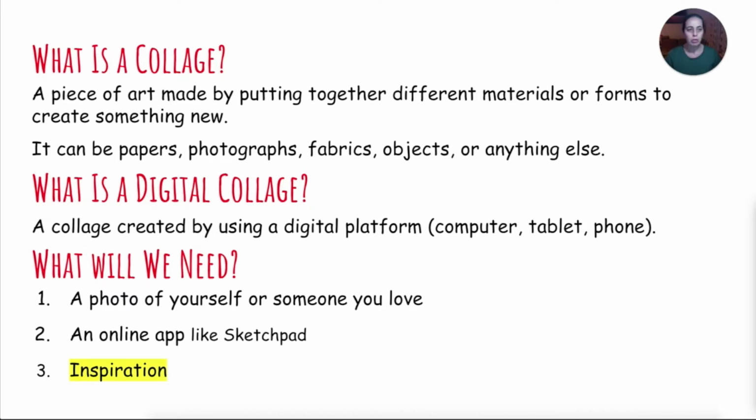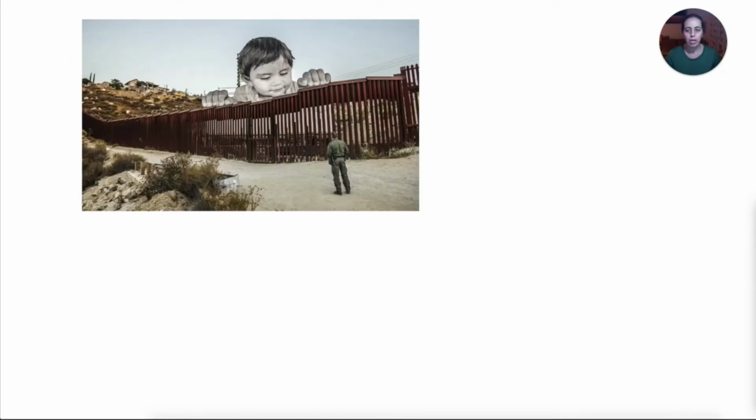Because a lot of the time, in order for us to create art, it helps to look at what artists did, and that can give us ideas of what we want to create. So the first artist that I want to show you is an artist that is called JR. And what he is doing is taking pictures and blowing them up, making them really, really big, and putting them in public places.